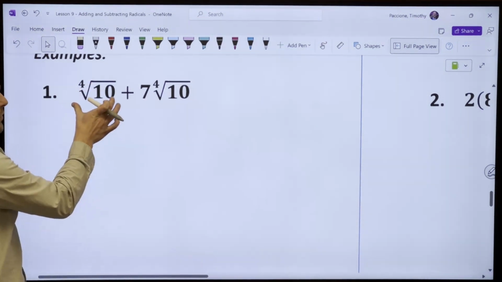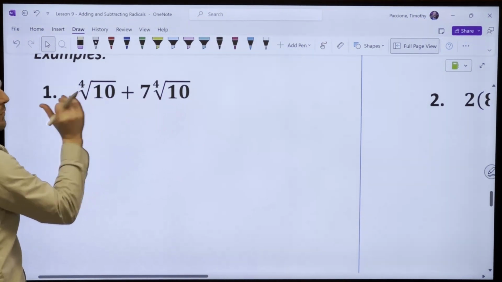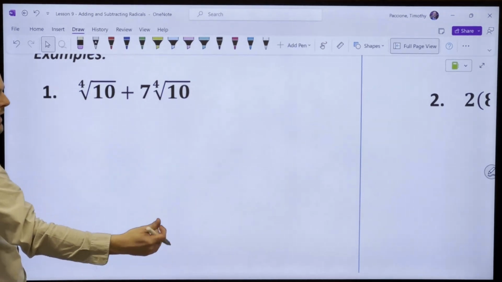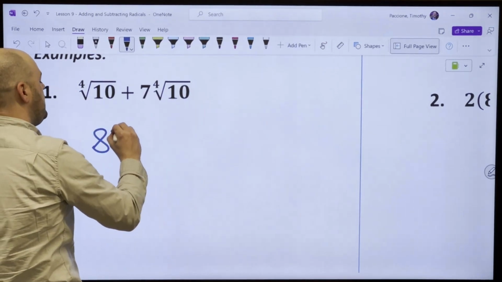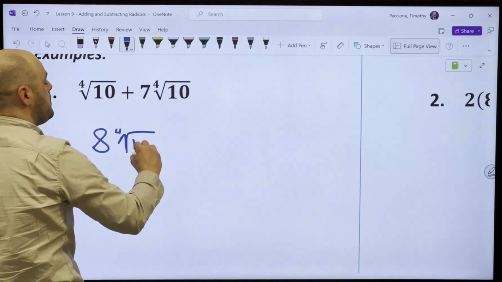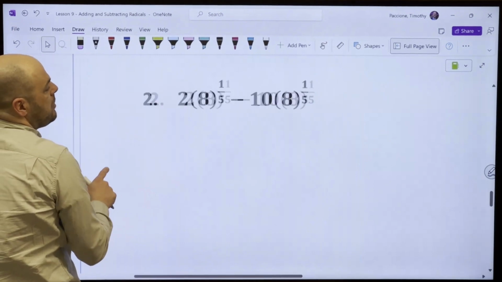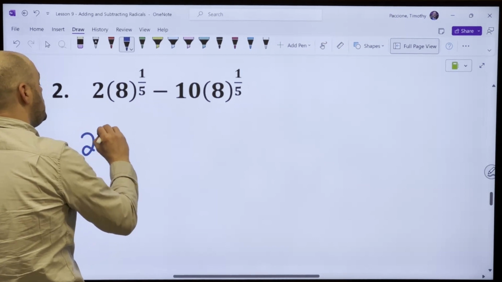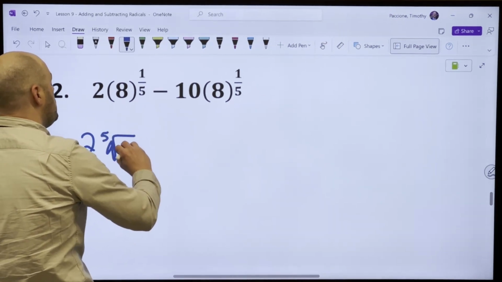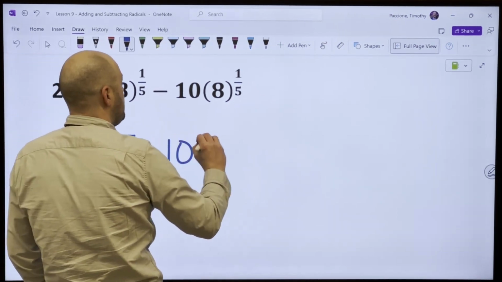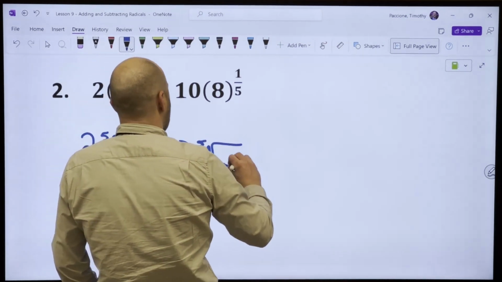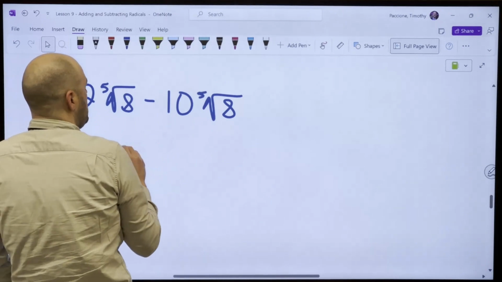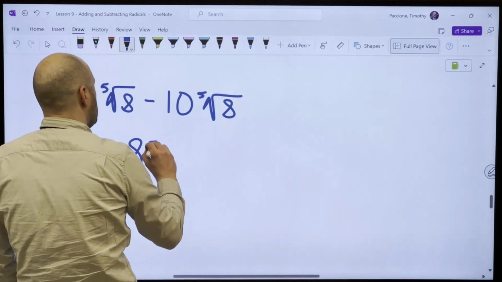All right, very basic one, right? If I have 1 fourth root of 10 and I add 7 fourth root of 10s, how many fourth roots of 10s do I have? 8, right? 8 fourth root 10. Okay? Here, you can change the form of these. So this is 2 times the fifth root of 8 minus 10 times the fifth root of 8. So I have 2, I subtract 10, I have minus 8 fifth roots of 8.